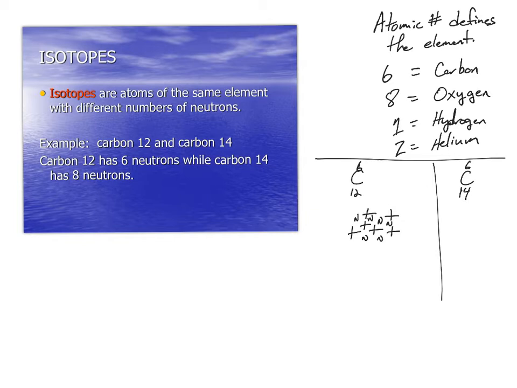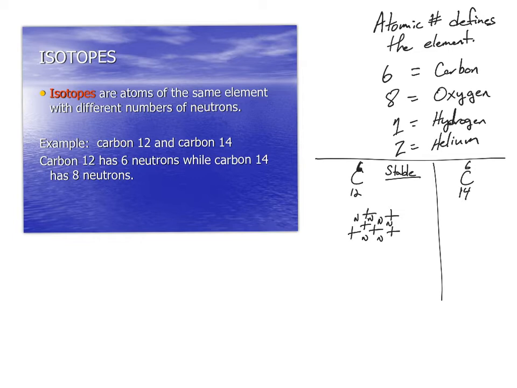So that's 6 neutrons, 6 protons. That's carbon. We're not dealing with electrons right now. We'll deal with electrons in the next slide. But if you have carbon that has 6 neutrons and 6 protons, we call that carbon 12. That's the most stable form. We find most of the carbon in the universe is carbon 12.